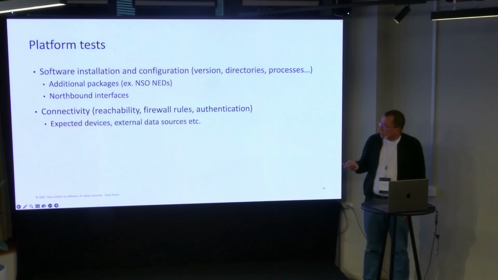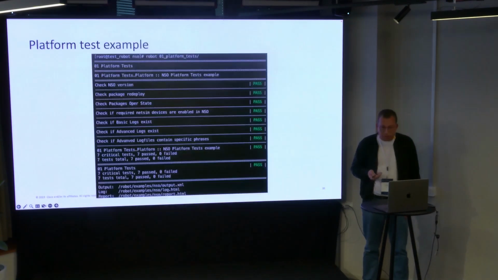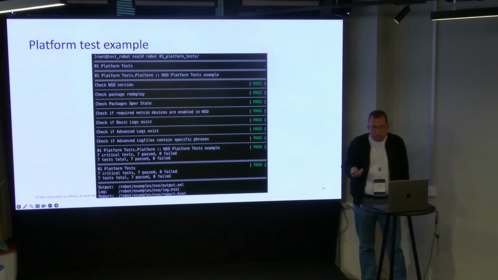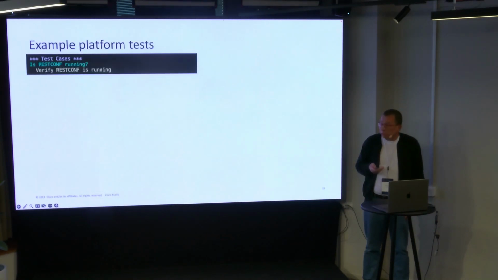We can test also the connectivity. We can test log files, rollback files, everything, if all those things are properly configured. This is a very simple example where we check the NSO version and check if all the packages are redeploying, which is the simplest way to prove that NSO is fine, if the upper state is right. And there are some more tests that can help us to check the health of the platform itself.